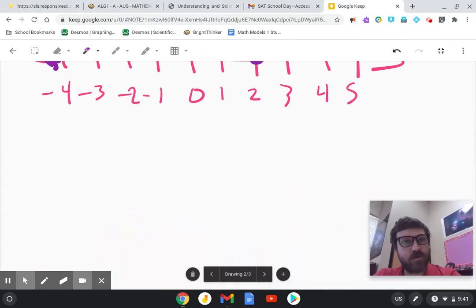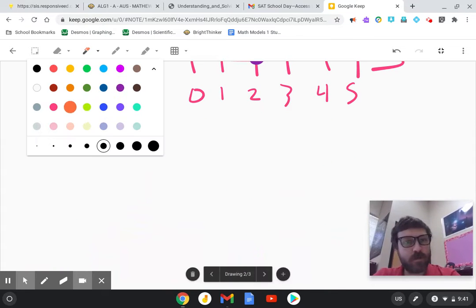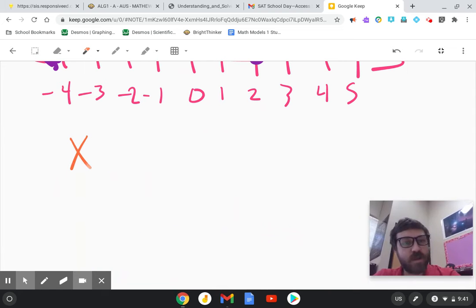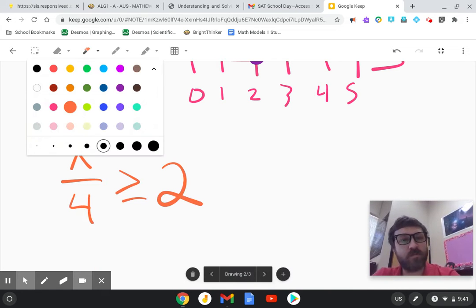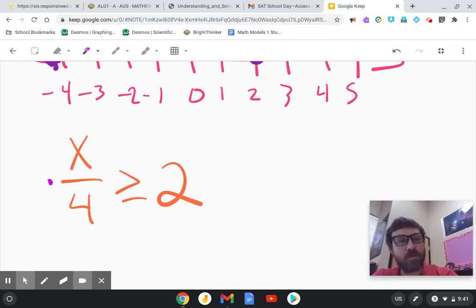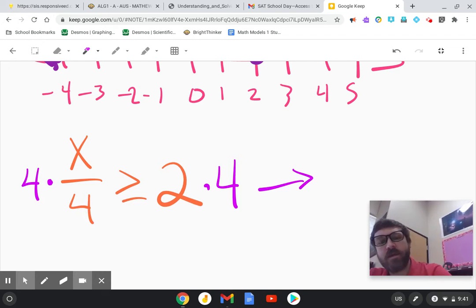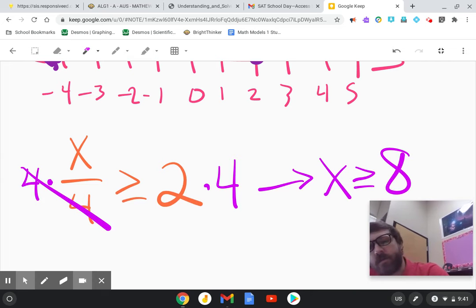So let's jump over and do another one. Let's say I have x over 4 is less than or equal to 2. Okay, we know we need to solve by getting rid of this 4. To do that, we're going to multiply both sides times 4. Those are going to cancel, and we're going to get x is less than or equal to 8.